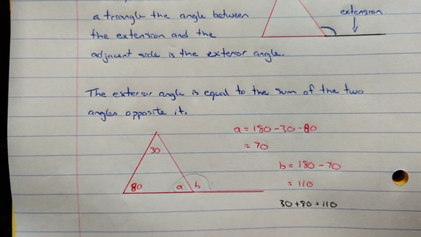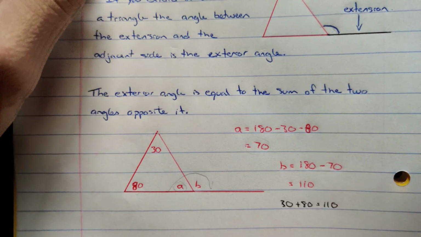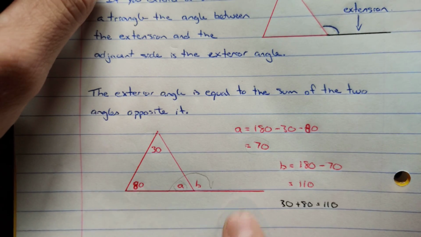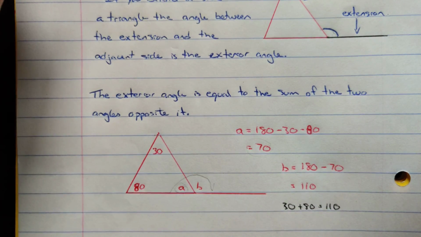That's it. Interior angles sum up to 180 in a triangle. Exterior angles are made when we extend one of the sides, and this is true on any shape. The exterior angle is just done by extending one of the sides, and then it's matched up with the adjacent angle there.